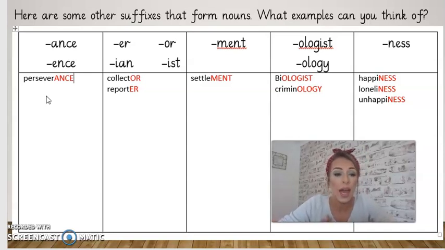So have a little think. You can pause the video and have a chat. And I want you to see how many words you can fit into your table using the suffixes that are on the top of the grid along here. Off you go.